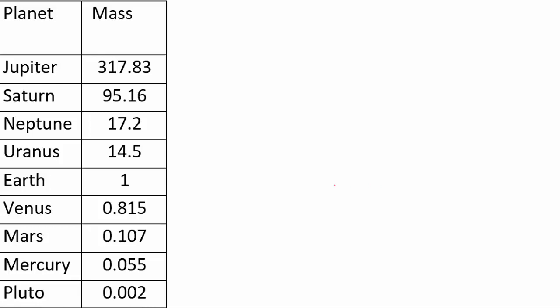If I was putting dividing lines in here, I'd definitely put a dividing line here between Uranus and Earth, and I'd put another one down here. There is such a big change between Mercury and Pluto that those two don't seem to be in the same category.